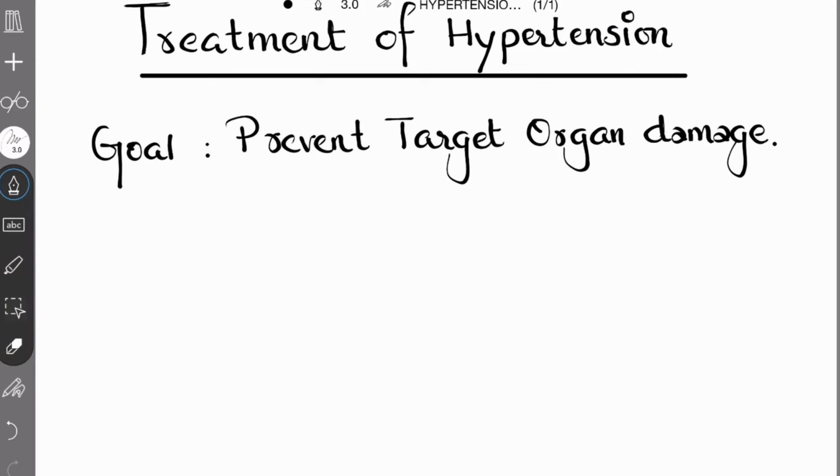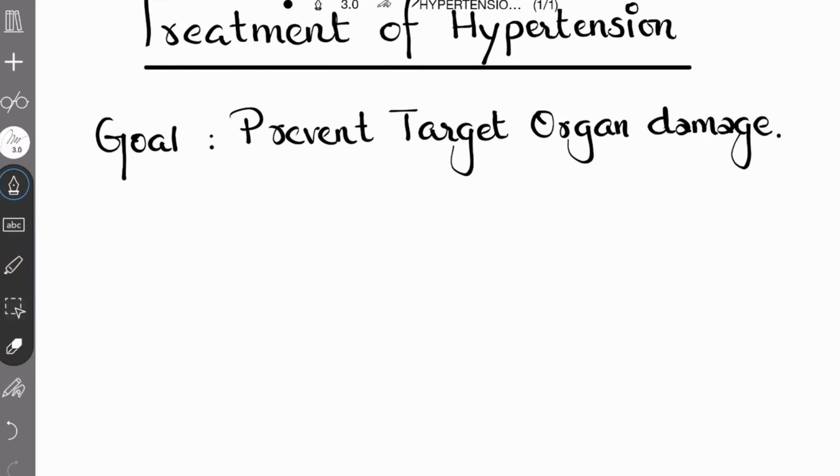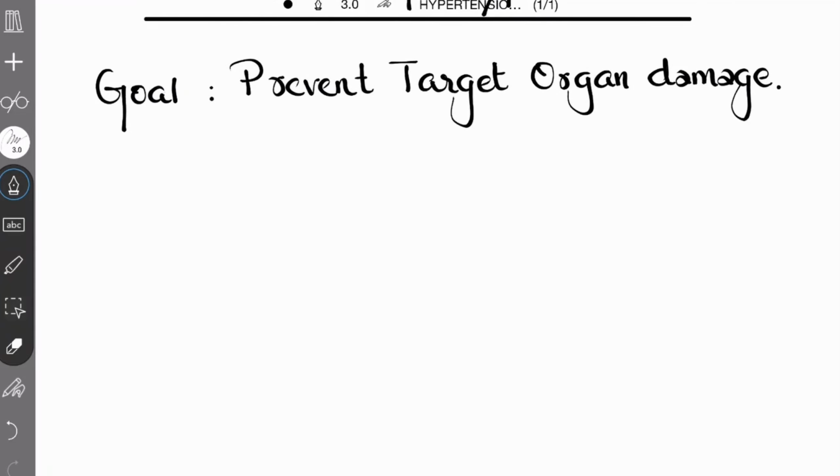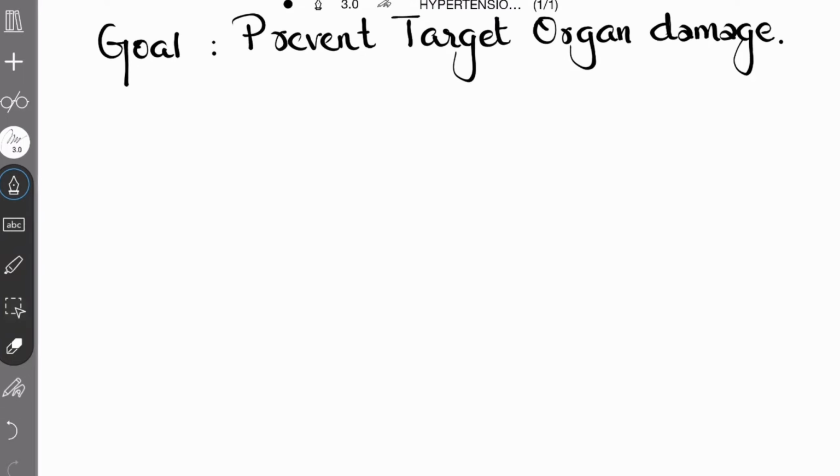Okay. So to prevent these organ damages, we are treating the hypertension. It is also important to control other modifiable cardiovascular risk factors. In isolated systolic hypertension, the therapeutic goal should be to lower systolic blood pressure to less than 140. Systolic blood pressure more than 140 is associated with increased cerebrovascular and cardiac events.